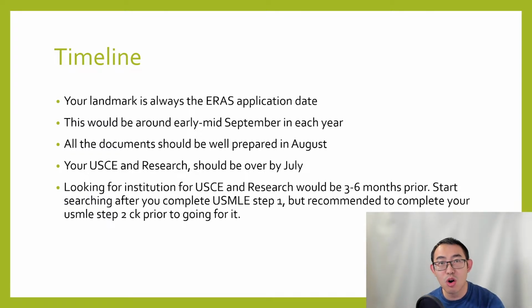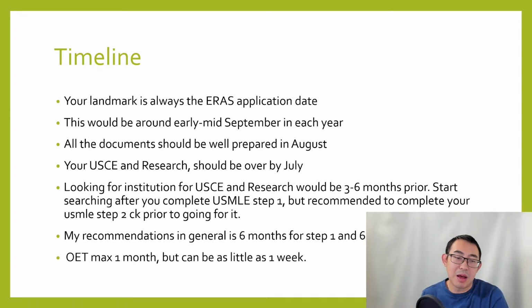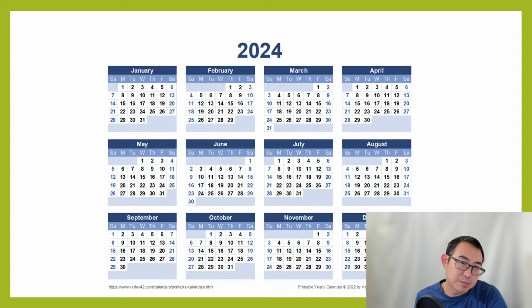It has a 3-digit score, so you want to make sure you have a good score. And on top of that, if you have completed step 2, then you have good medical knowledge. Now, my recommendation is to complete step 1 in 6 months, step 2 in 6 months. No more than that. The longer you study, the lower your score is going to be, so try to avoid that. For OET, I would say maximum 1 month, but it really depends on your English level. It can be as little as 1 week.